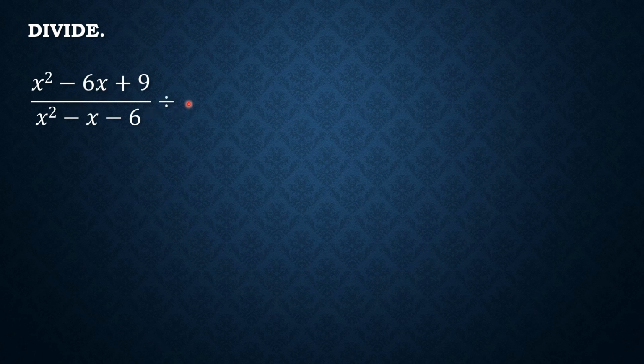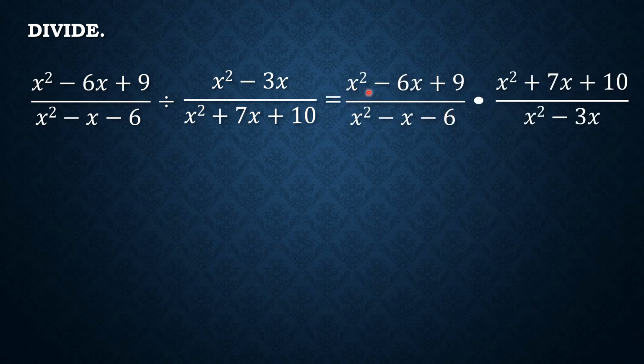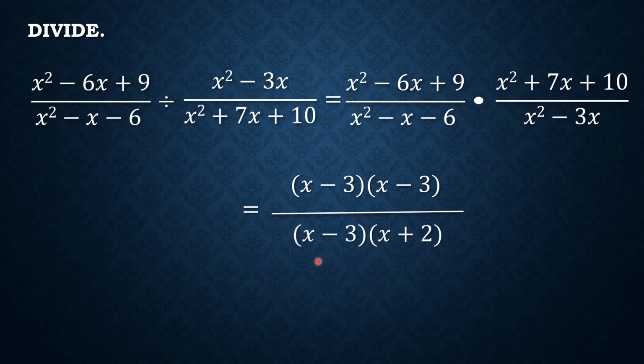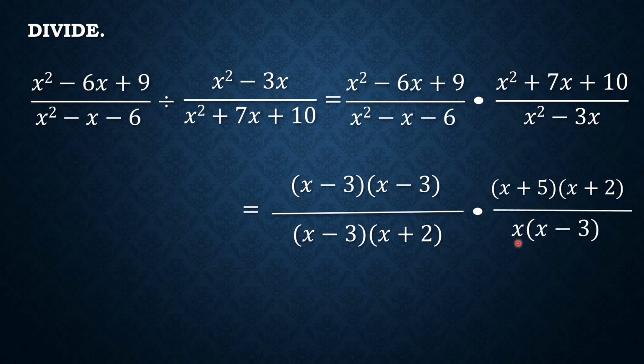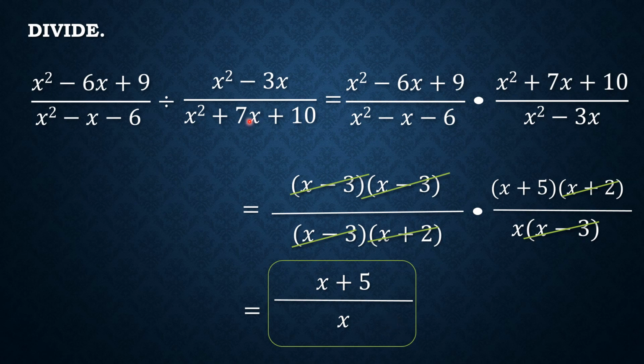Another example, say this one divided by this. CCR. Copy, change, reciprocate. Then factor. The factor of the numerator x squared minus 6x plus 9 is x minus 3, x minus 3. The factors of x squared minus x minus 6, we have x minus 3 and x plus 2. Factor of x squared plus 7x plus 10, we have x plus 5, x plus 2. And then x squared minus 3x is x times x minus 3. X minus 3, x minus 3, cancel again. Then x plus 2 and x plus 2. And this leaves us with x plus 5 in the numerator and x in the denominator. And this is the answer when we divide these two expressions.